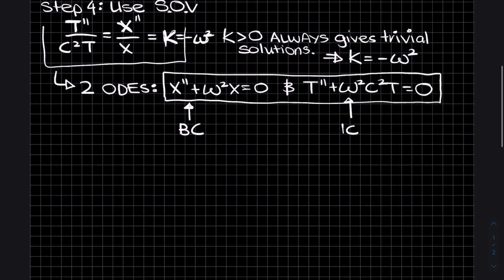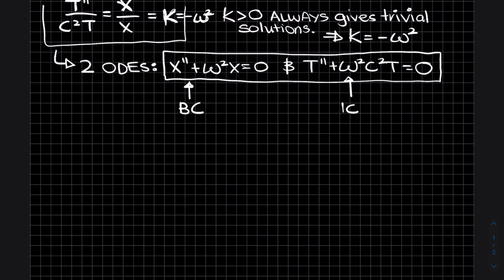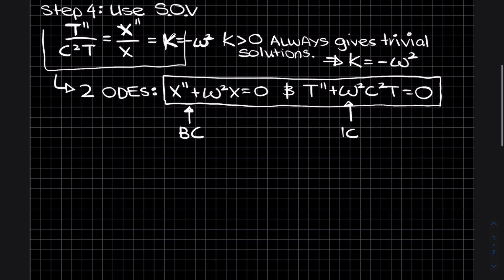So now we have these two ODEs. We're going to concentrate first on our homogeneous boundary conditions, and then we'll focus on the homogeneous initial condition that we've been given, and then we always save the non-homogeneous condition till very last. So firstly, what step are we up to? Step 5.